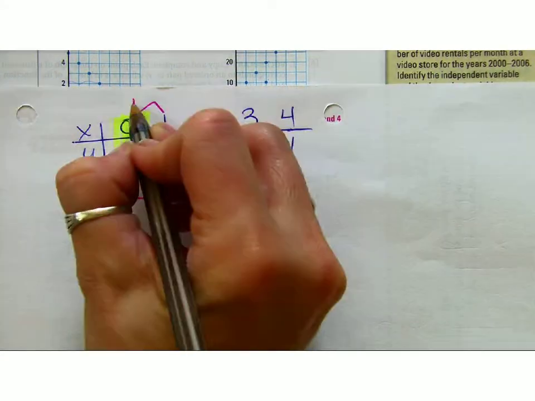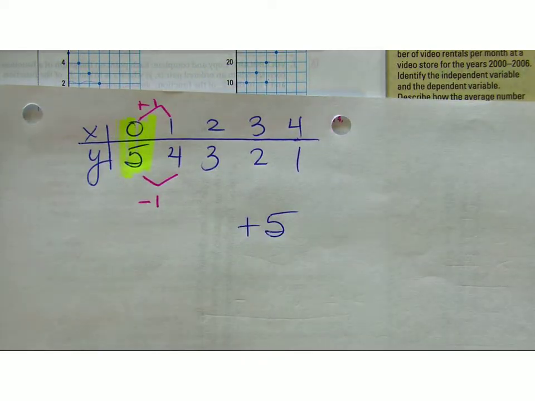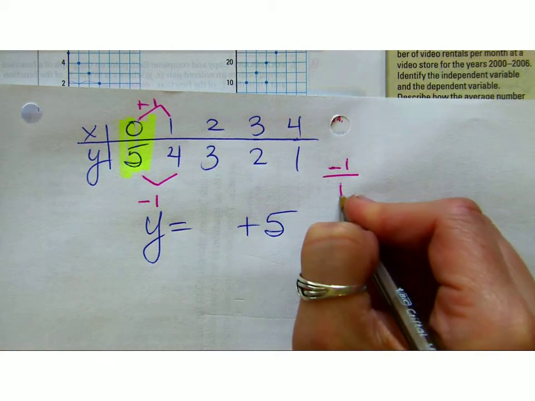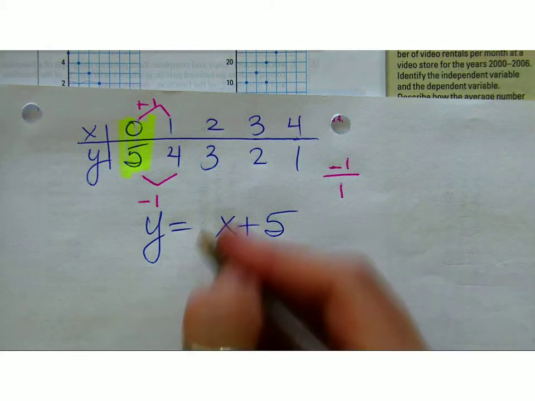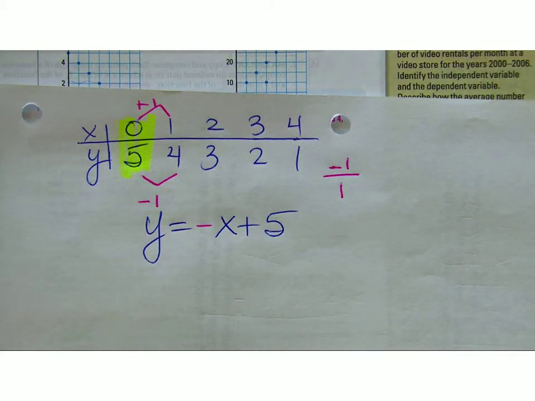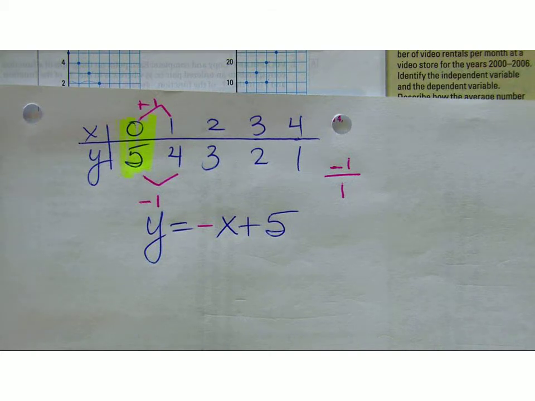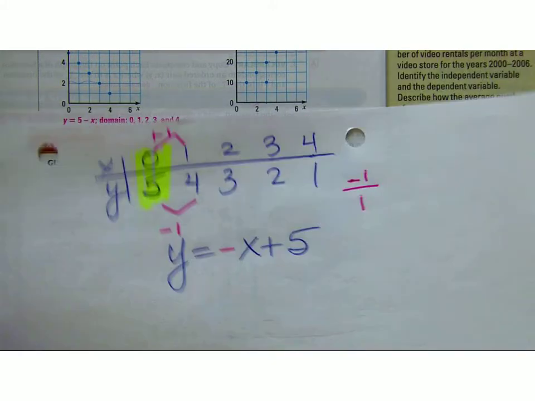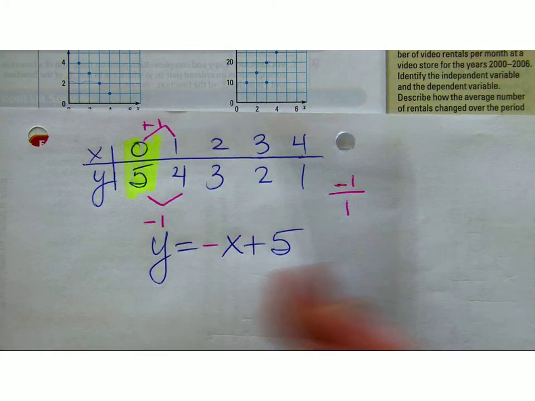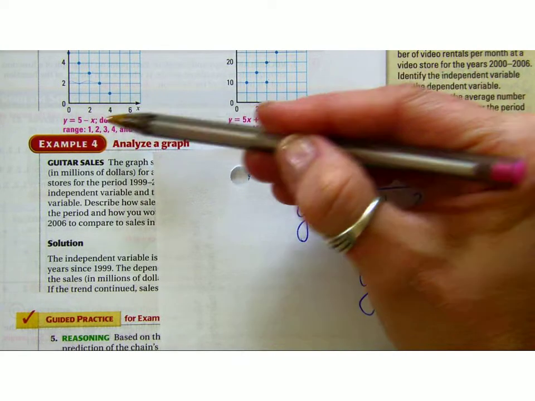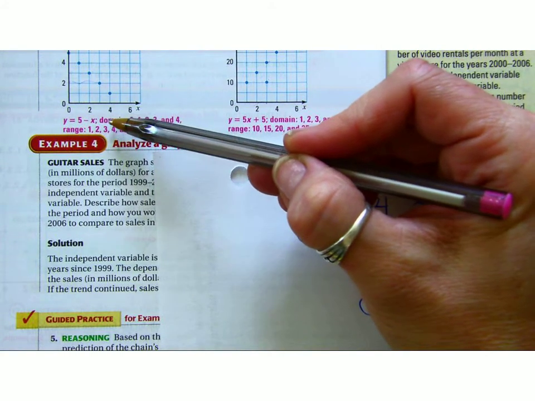Up 1. If you are confused about what's going to go in front of your x, put your change in y over your change in x. And what is a negative 1 divided by a positive 1? That's your equation. Got it? Okay, so let's try that for the next one. Oh, and by the way, after you figure out what your points are, it's going to ask you to list the domain and list the range, just like there. So here they have it as 5 minus x, which is the same thing as your negative x plus 5. All right, let's try this one.